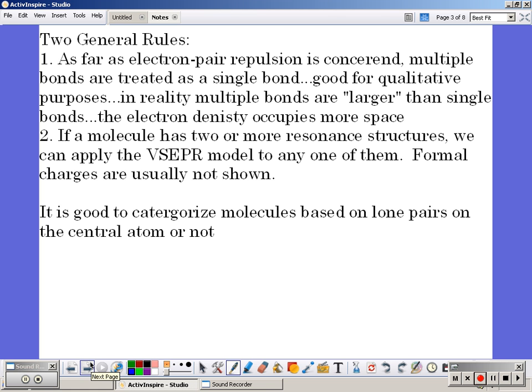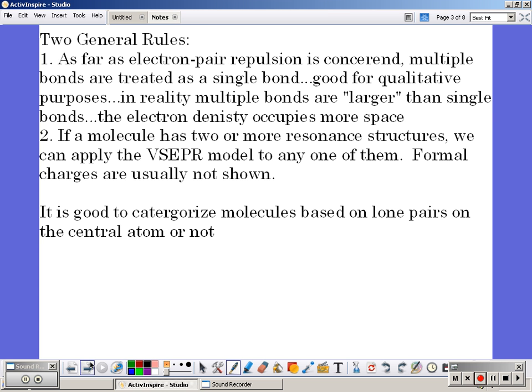So there's two general rules. Number one, as far as the electron pair repulsion is concerned, multiple bonds are treated as a single bond. It's good for qualitative purposes. In reality, though, multiple bonds are larger than single bonds. The electron density occupies more space. The second general rule is that if a molecule has two or more resonance structures, we can apply the VSEPR model to any one of them, and formal charges aren't usually shown.